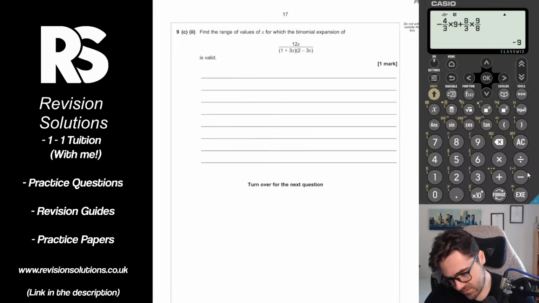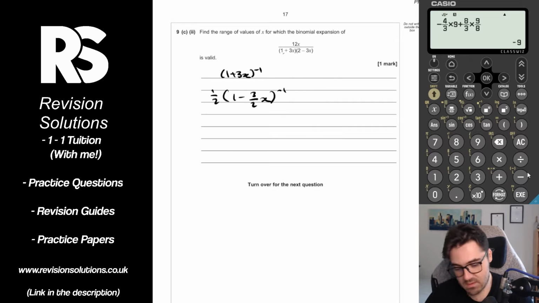Then C part 2, find the range of values of x for which the binomial expansion of this is valid. Okay, so if we think about what we did here, we had 1 plus 3x to the minus 1, and that was from the binomial expansion of that denominator part, and then we had a half of 1 minus 3/2x to the minus 1, when we did that in part A earlier as well. And what we have to remember is for this formula, 1 plus x to the n, when we do that binomial expansion, mod x needs to be less than 1.